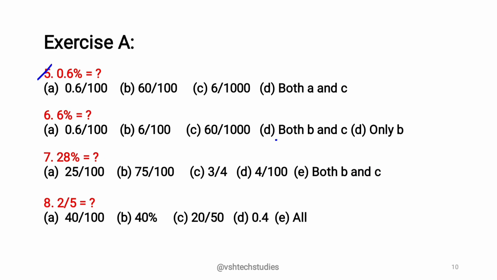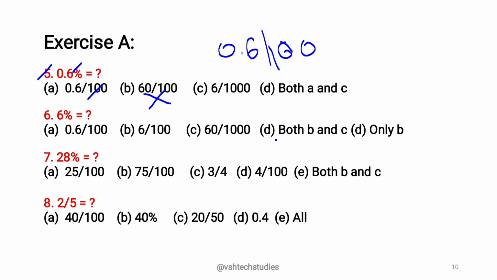Next we shall solve problem number 5. 0.6%. 0.6 means 0.6 upon 100. So the first option is correct. A is given as 0.6 upon 100. Option B is not correct because 60 upon 100 means it is 60%, but we are talking about 0.6%.